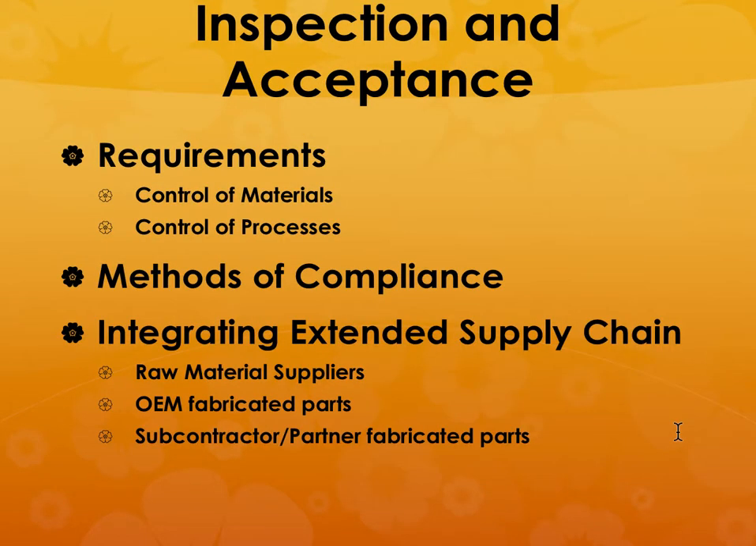So what are the inspection criteria? You can control the material and you can control the process. What are the methods of compliance? And so where all do you look? I mean, you have to look at the raw material suppliers, and you have to look at the OEM people who are fabricating the parts. And if you have subcontractors or partner fabricated parts, you have to look into that also. So all of that needs to be taken into account when you are inspecting and accepting the part.